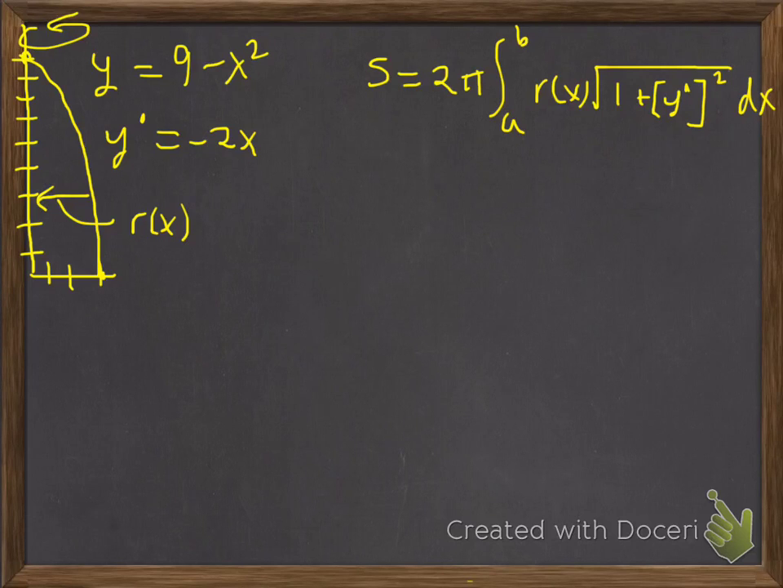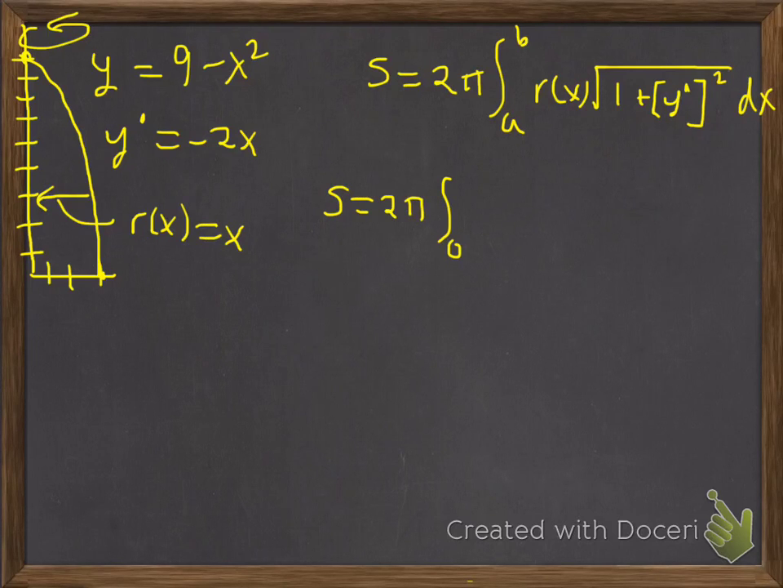So we've got our surface area of a surface of revolution formula: 2 pi integral from a to b of r of x times the square root of 1 plus y prime squared dx. So our radius is going to be x in this case, or our distance from the axis of revolution. So we're going to go ahead and plug that in.